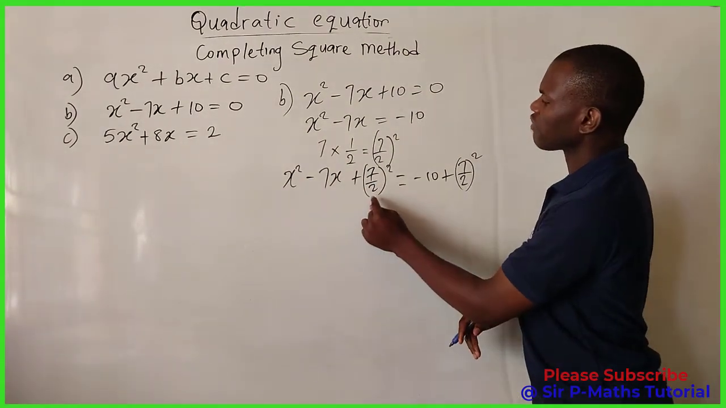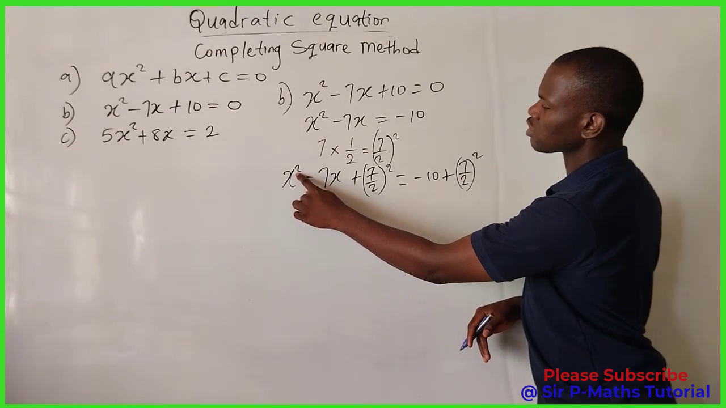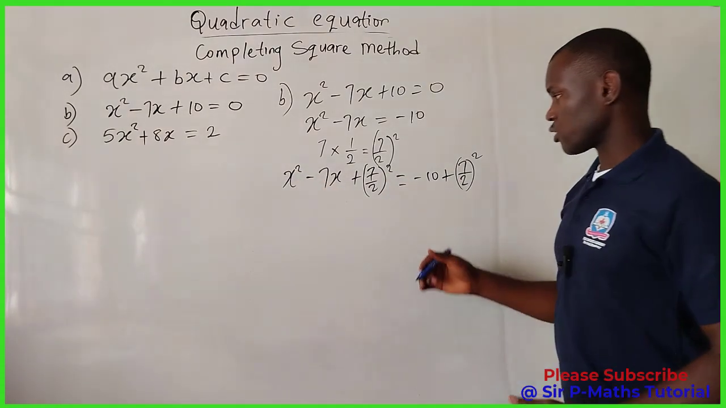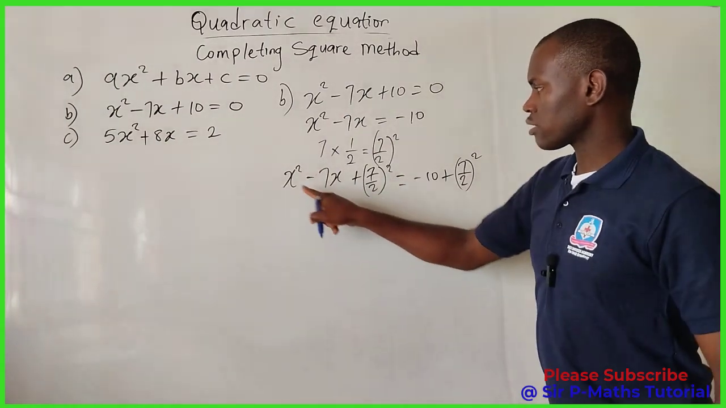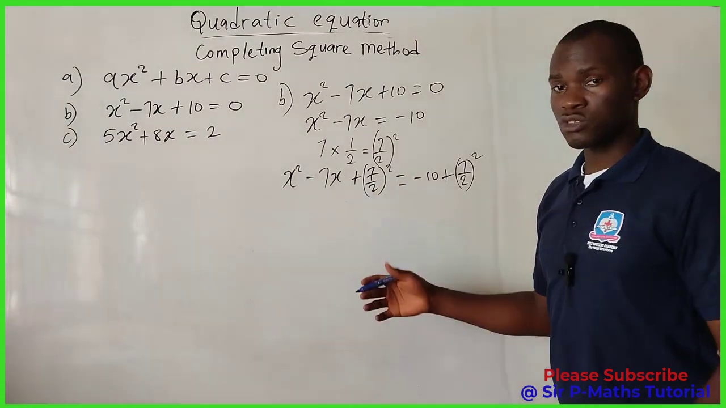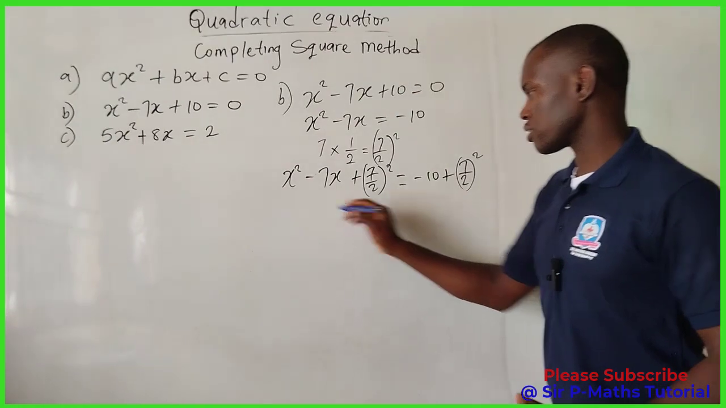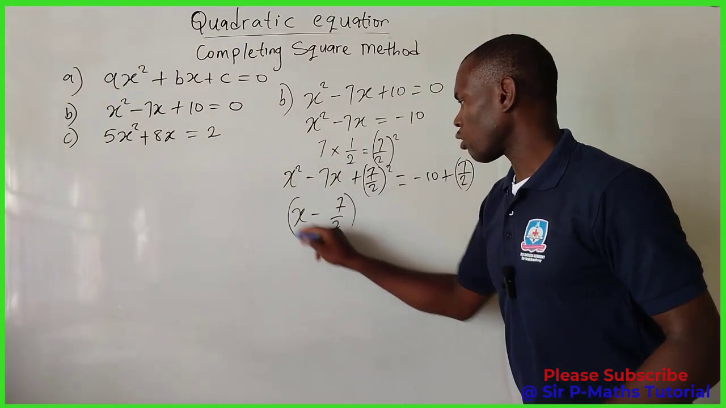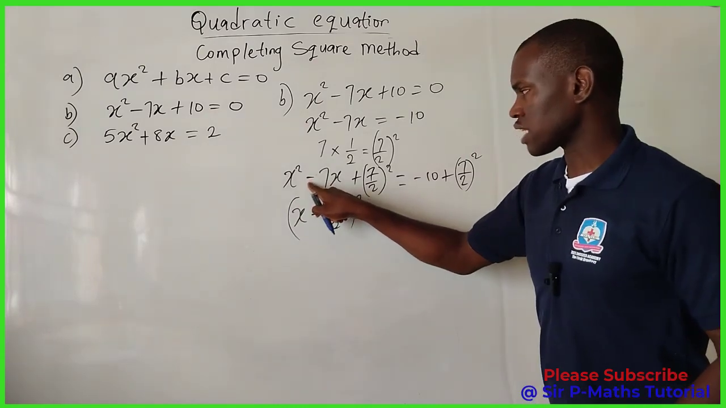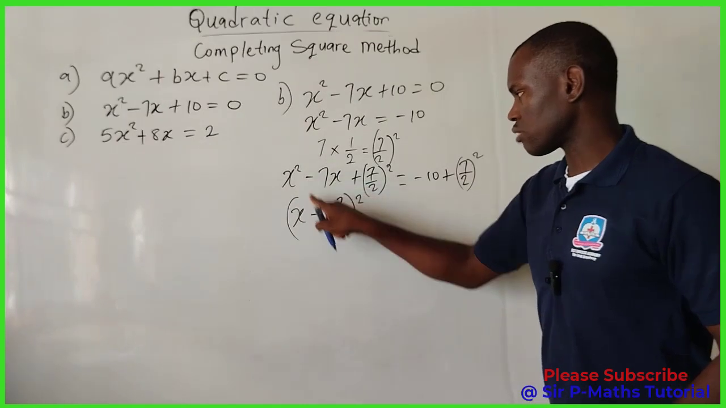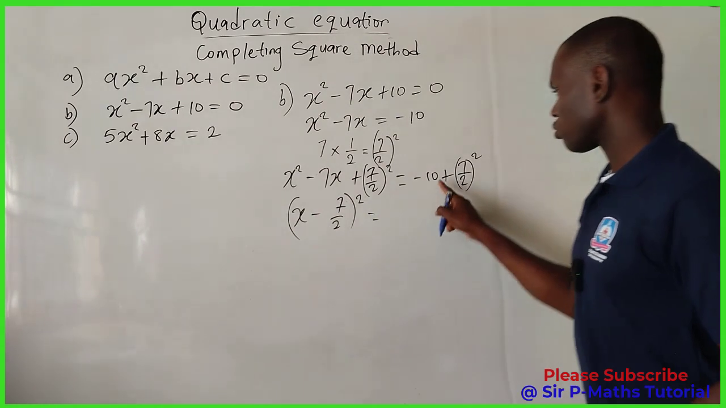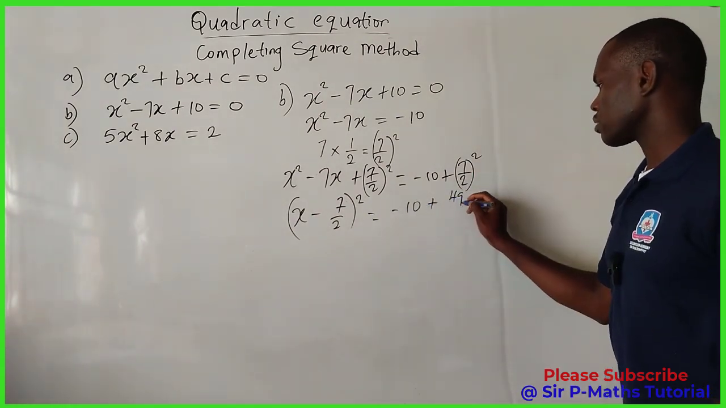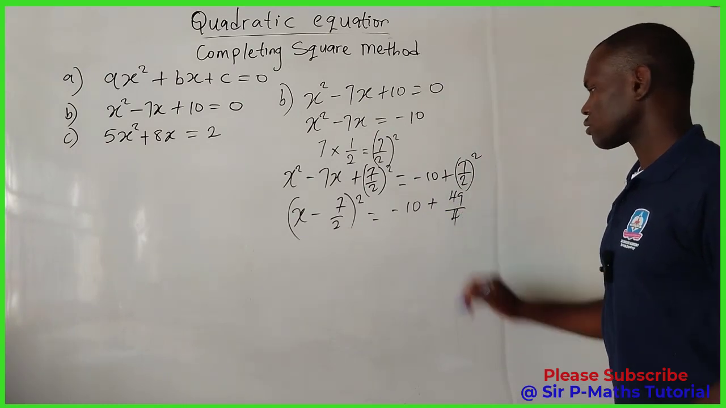To factorize, since I have a perfect square expression, this is a square, and the other extreme is a square. We call this a perfect square expression. To factorize here, take this term and this term without the square, put in one bracket and square it outside. So I'll have x minus 7 over 2 all squared. We are using the sign here and not the sign here. Any sign you have here, put it here. Equal to, this is minus 10 plus 7 squared is 49, 2 squared is 4.